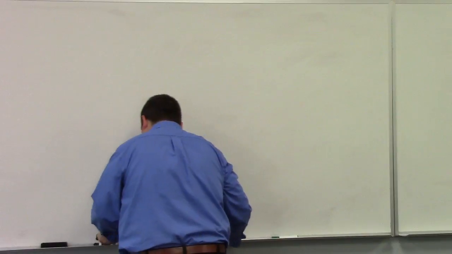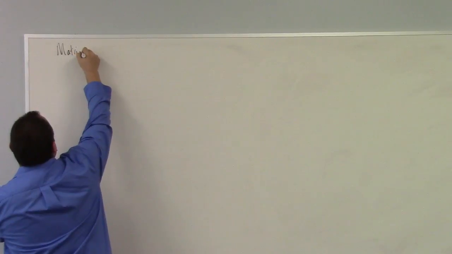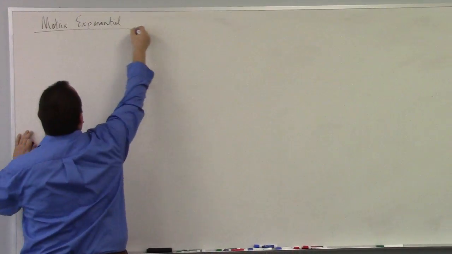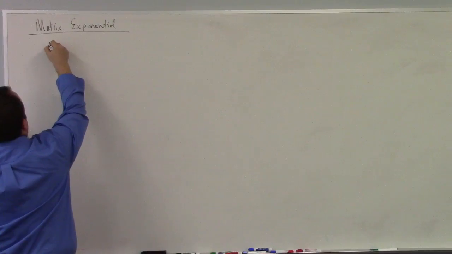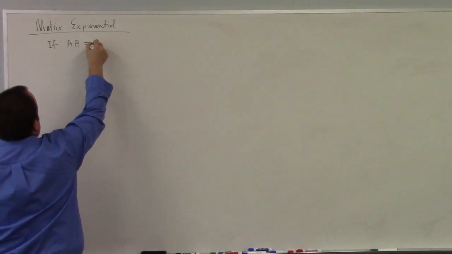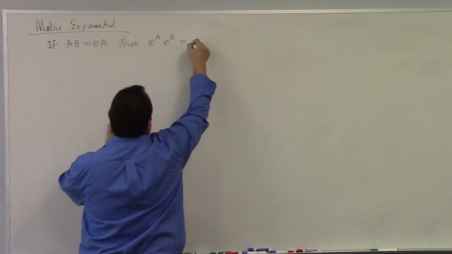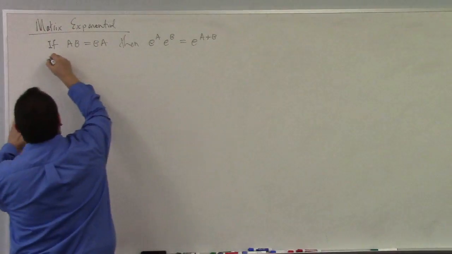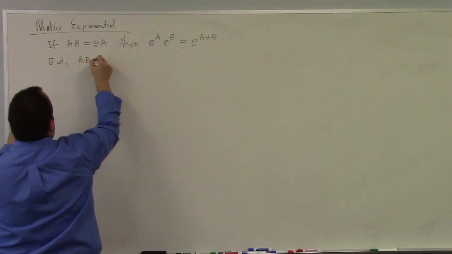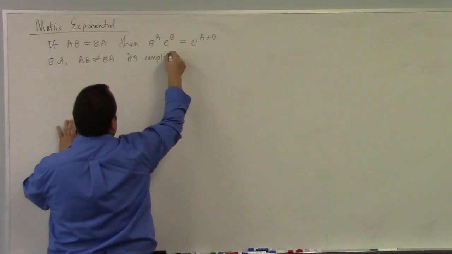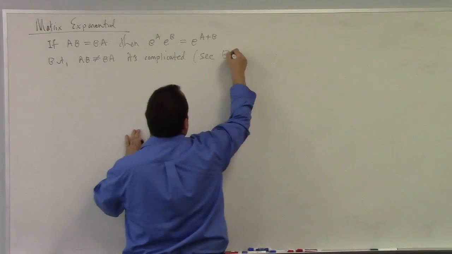Let's see here. So, again, matrix exponential. All I've really told you so far is its definition, right? And that if AB is equal to BA, then e to the A times e to the B is equal to e to the A plus B. But if AB is not equal to BA, it's complicated, all right? See the Baker-Campbell-Hausdorff formula.